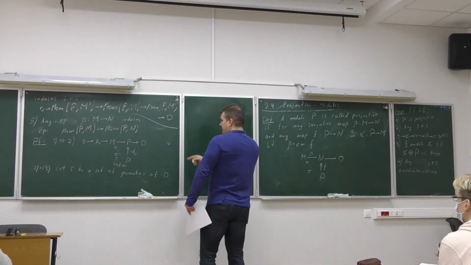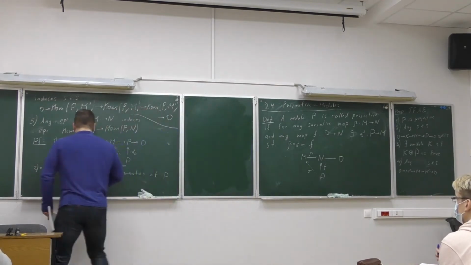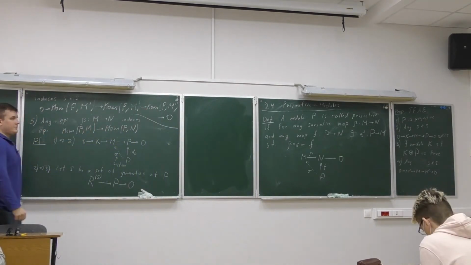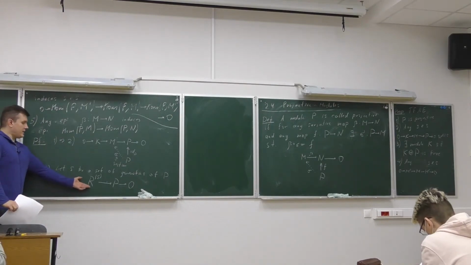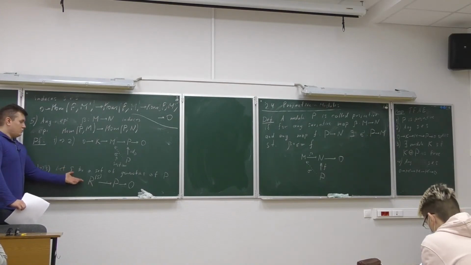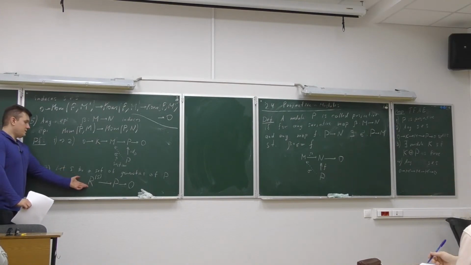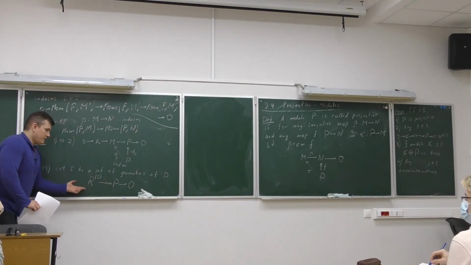If I have a set of generators, I have a surjective map of this form, right? Because here this is just a direct sum, with as many copies as I have elements in the set S. And what you do is take the standard basis here and send this standard basis to the generators in P. So we have a surjective map like this.